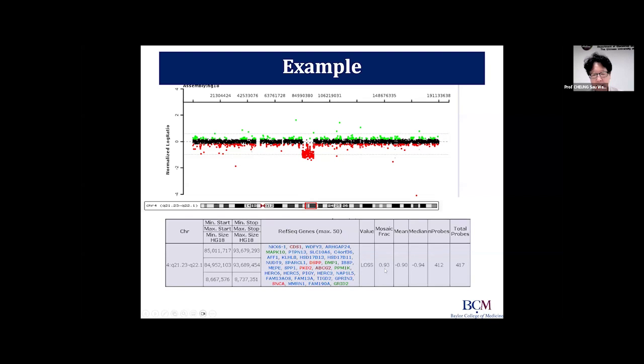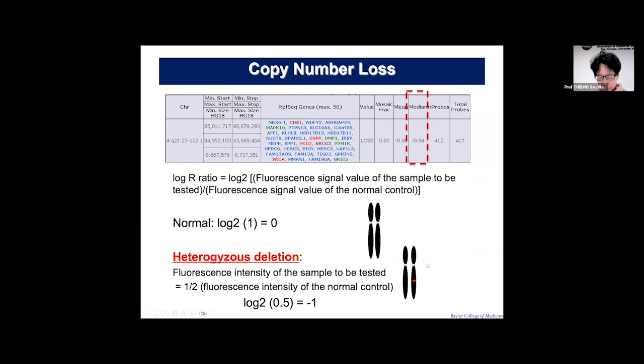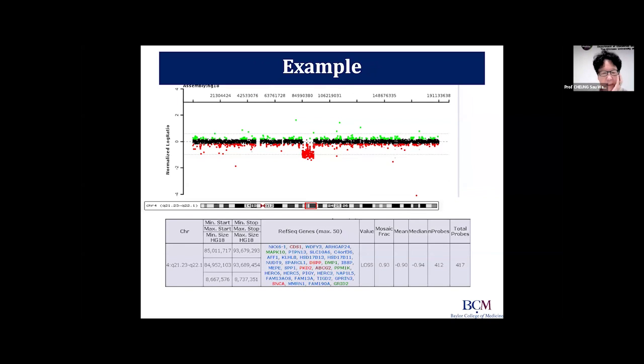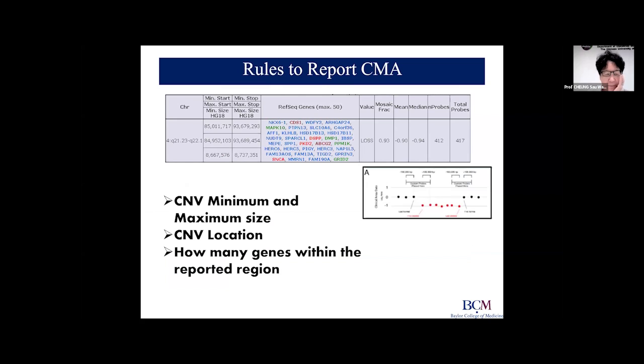And then there are 417 probes involved in this region. So the average median is close to minus 0.94, close to minus 1.